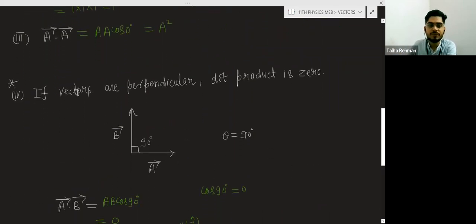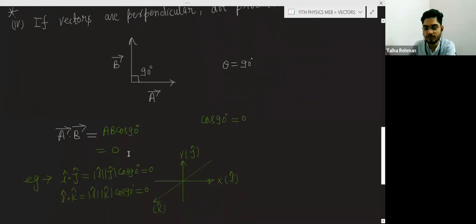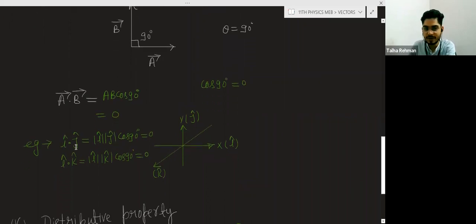If vectors are perpendicular, the dot product is 0. When two vectors are perpendicular, the dot product will be 0 because this is cos 90, and cos 90 is 0. Like you have this I vector and j vector, which are perpendicular, so the angle between them is 90 degrees. So I dot j is equal to 0. I dot k is equal to 0.